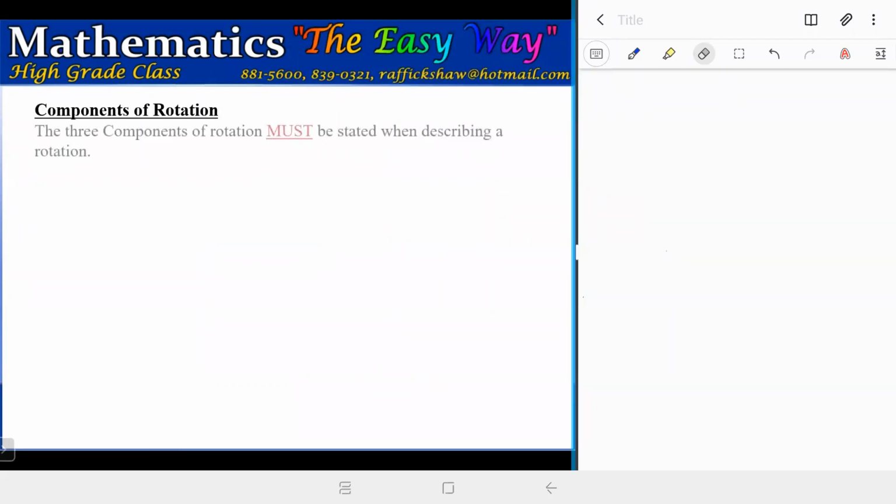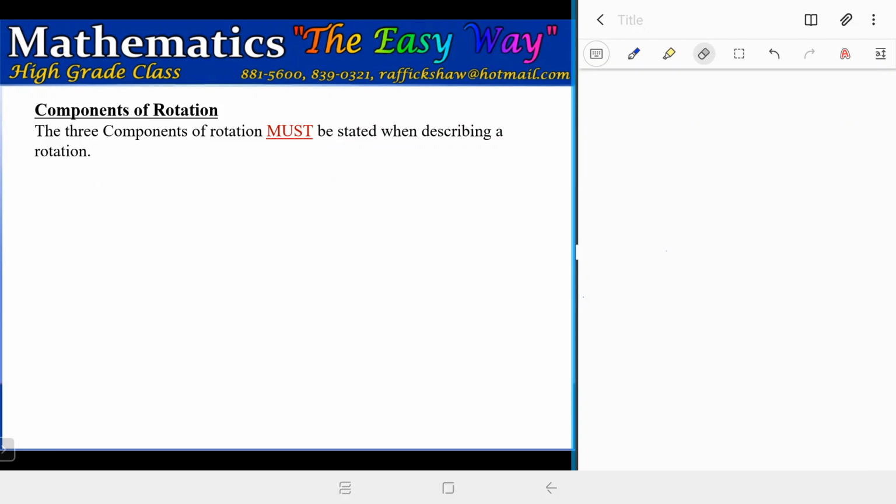I'm saying here that 3 components of rotation must be stated when you're describing rotation, and you see that in the must know sheet. If you describe a rotation and you leave out one of the components, you're not going to get the full marks. There are 3 things happening in a rotation: direction, an angle, and a center. If you're describing a rotation, you must state all 3.